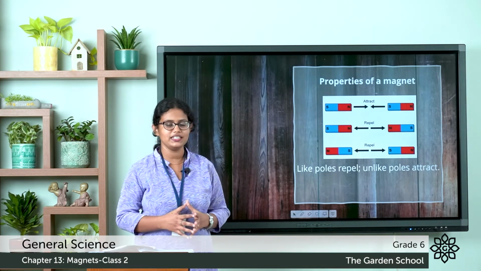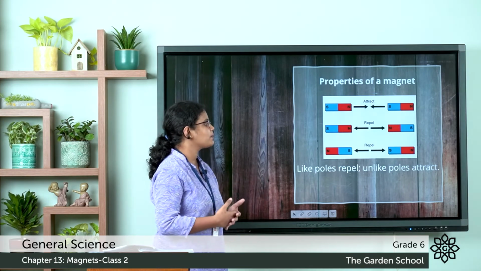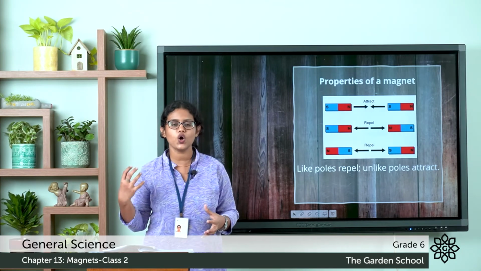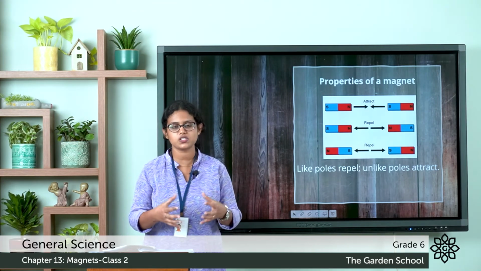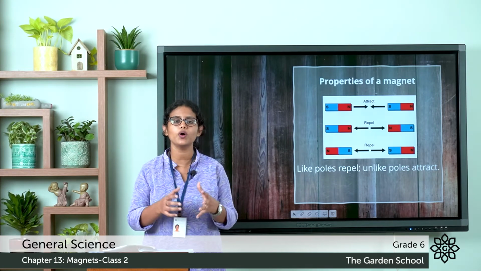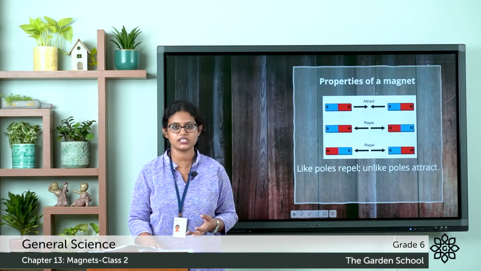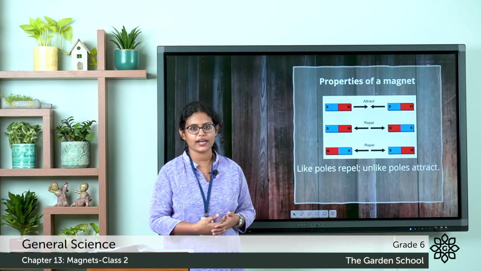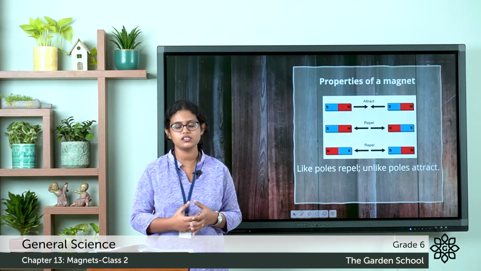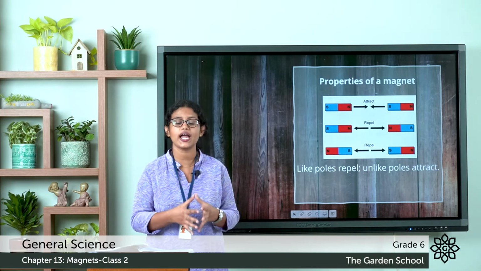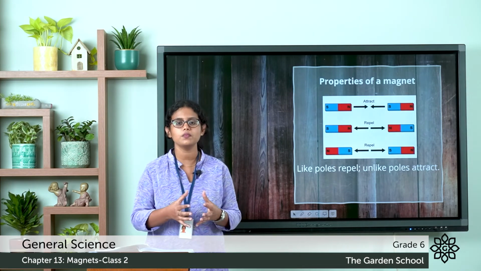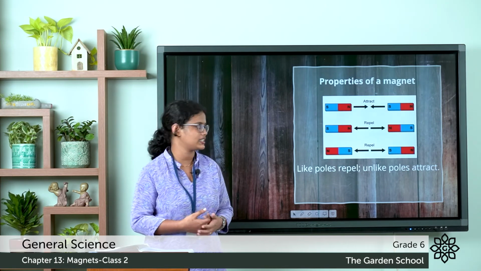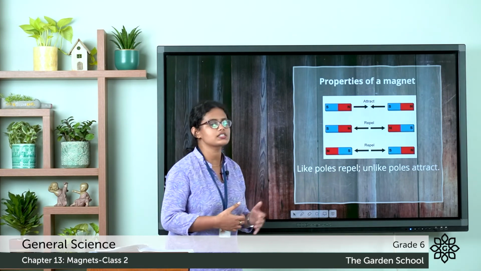Moving to the next property, like poles repel and unlike poles attract. So, that is, if the north pole of one magnet and the north pole of another magnet come together, the two magnets will move away from each other. In other words, we can say like poles repel each other. Then, if the north pole of one magnet and the south pole of another magnet come together, they attract each other. The two magnets come closer to each other. That is, they attract each other. So, that is the next property. Like poles repel and unlike poles attract.